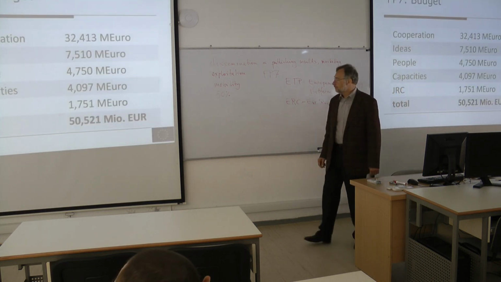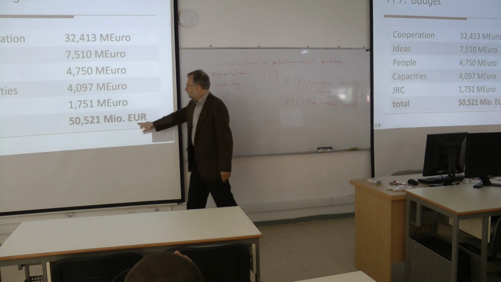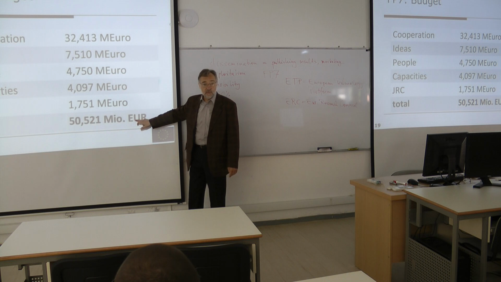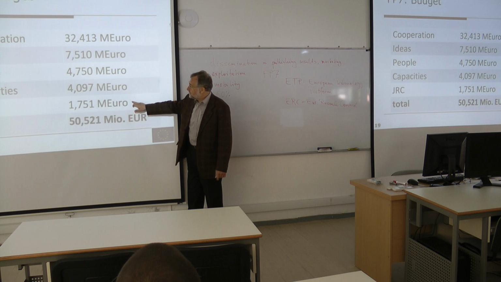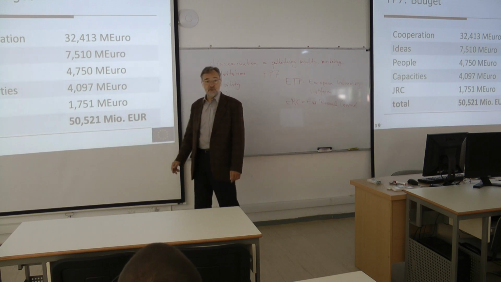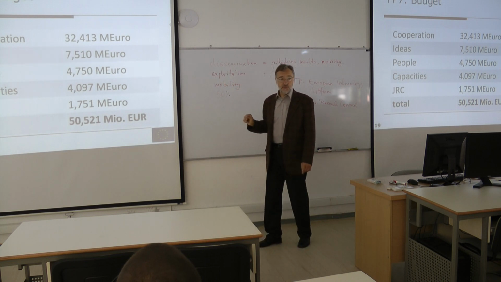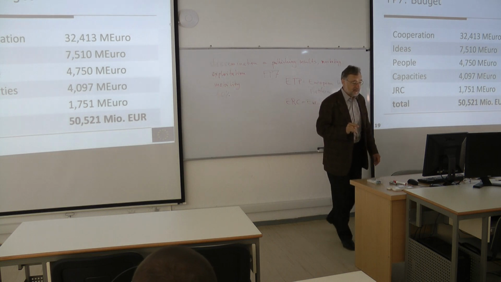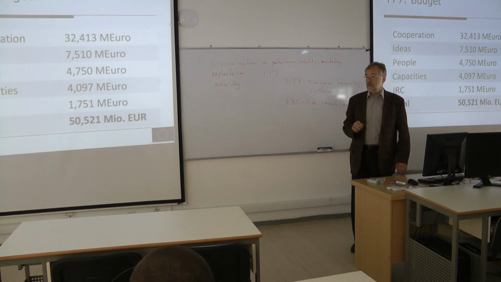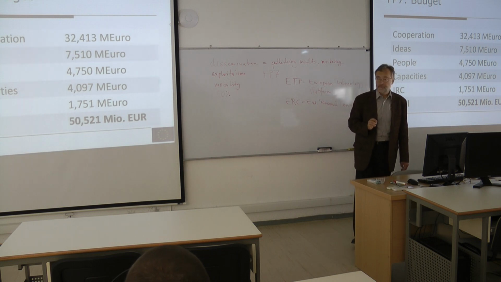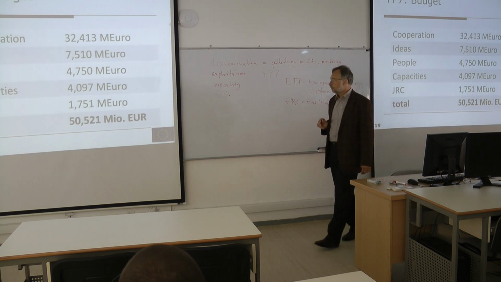Now the budget. The overall budget is €50.5 billion for 7 years. If we subtract this JRC, this nuclear and non-nuclear research, this money given only to the Joint Research Center of the European Commission, we get to funding for grants of around €7 billion per year. So this is the order of magnitude.